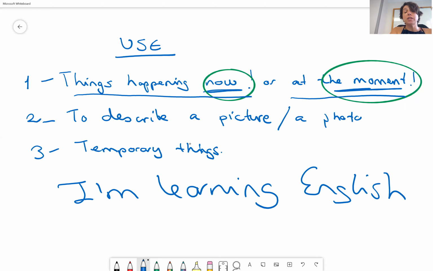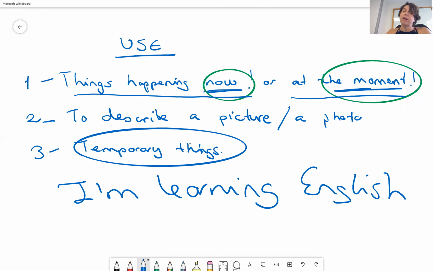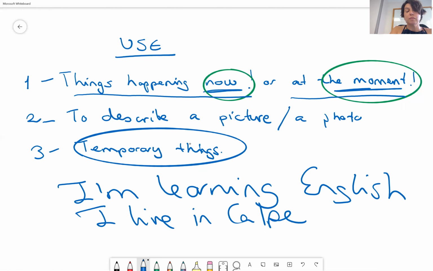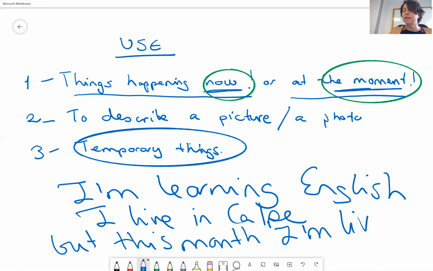We can also use it for a temporary thing. For example, look at the difference between these two sentences. I live in Calpe, but, for example, this month, I'm living in Madrid. So that's something that's happening, a temporary thing. Right? I'm living in Madrid now, but not always, because I always live in Calpe.